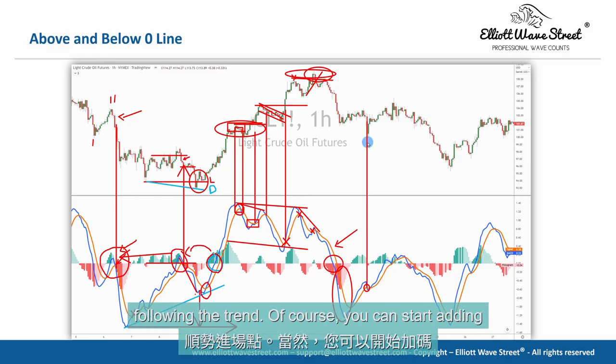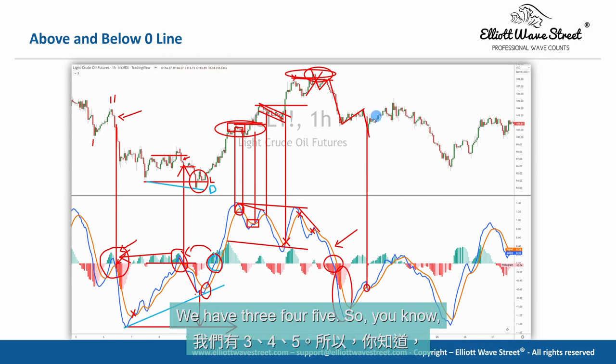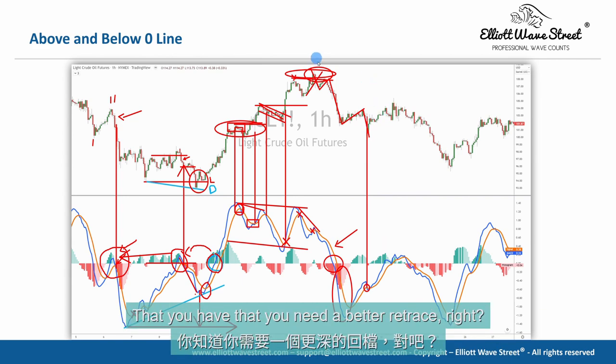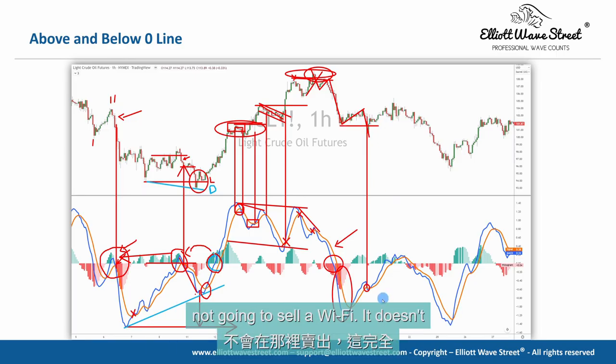Of course, you can start adding the wave count, right? Here we have 1, here we have 2, here we have 3, 4, 5. So you know that you need a better retrace, right? So you also need to start connecting things. You're not going to sell a wave 5. It doesn't have any sense right there.